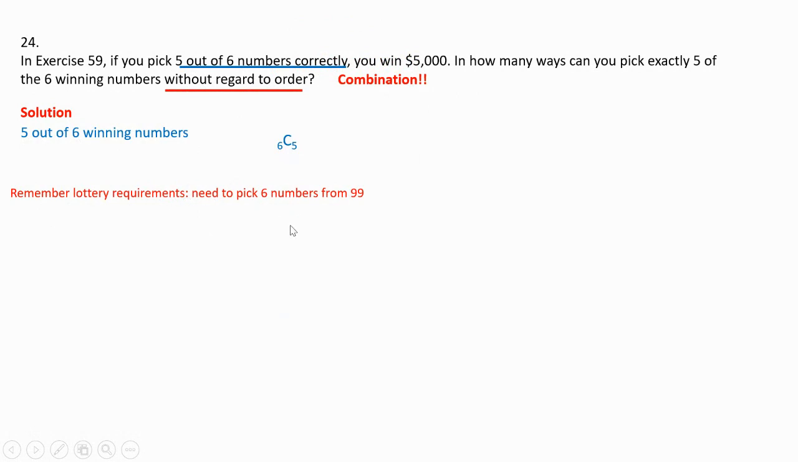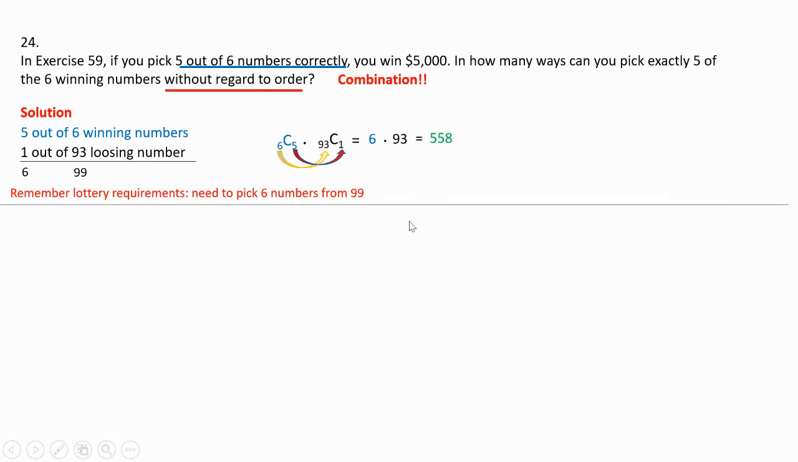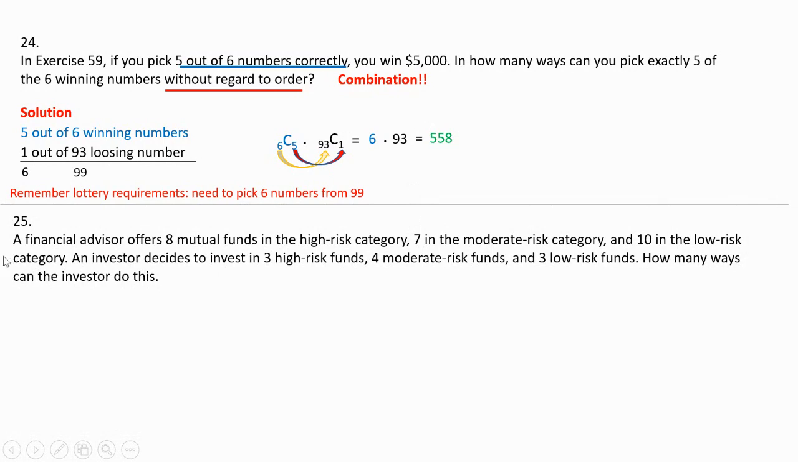Remember, the lottery needs you to pick 6 numbers, right? So we need to pick 1 out of 93, because these must total 6, because we're choosing 6 numbers out of 99. So we're going to multiply by 93 combination 1. What I just explained, this must be equal to 99, that's what we got here, and these must be equal to 6. We use a calculator, guys, and we get our answer. 6 combination 5 will be 6. 93 combination 1 will give us 93. That's my solution.